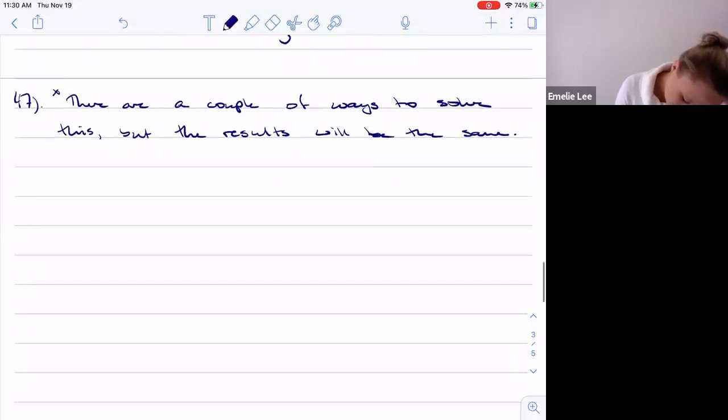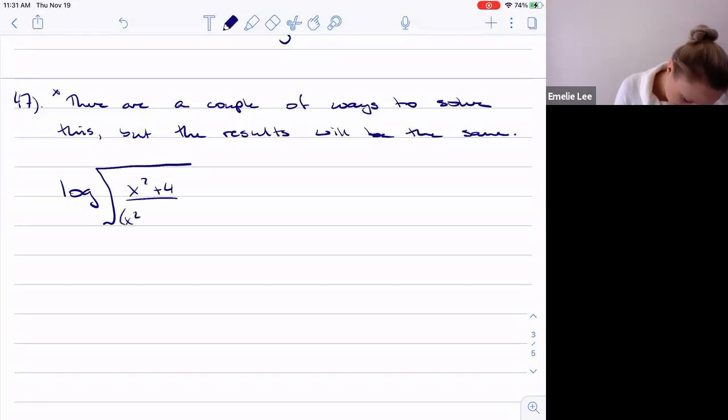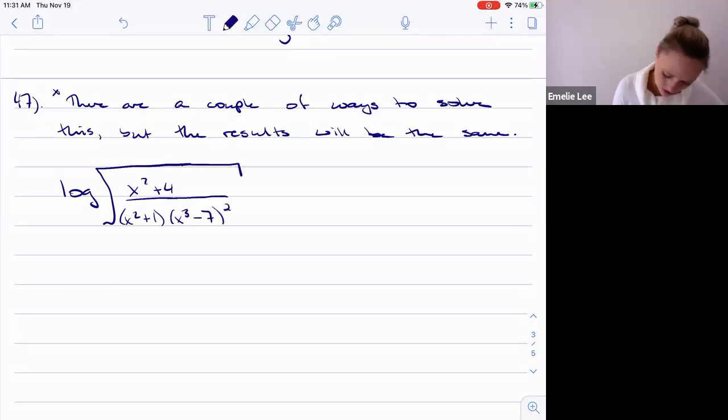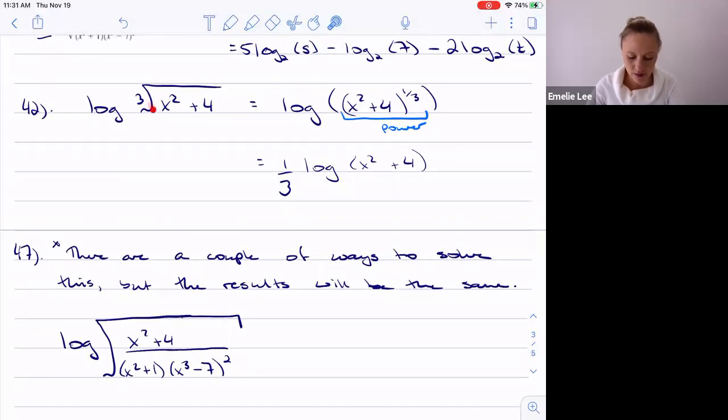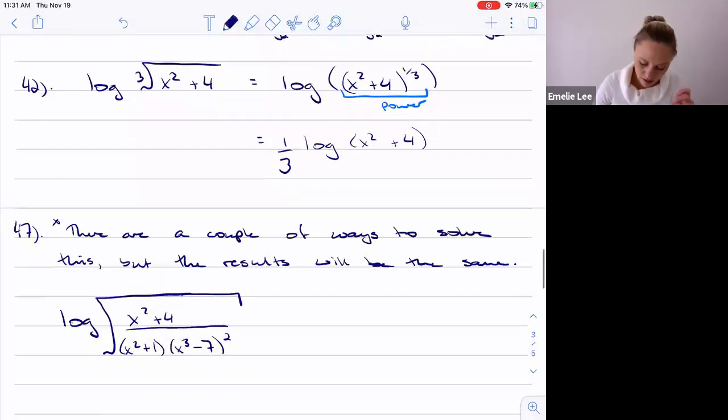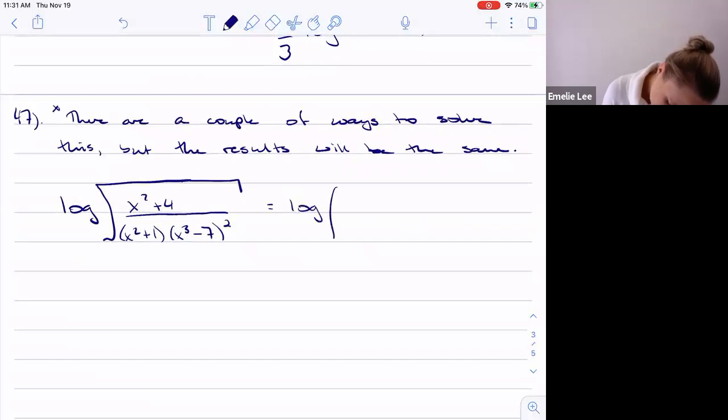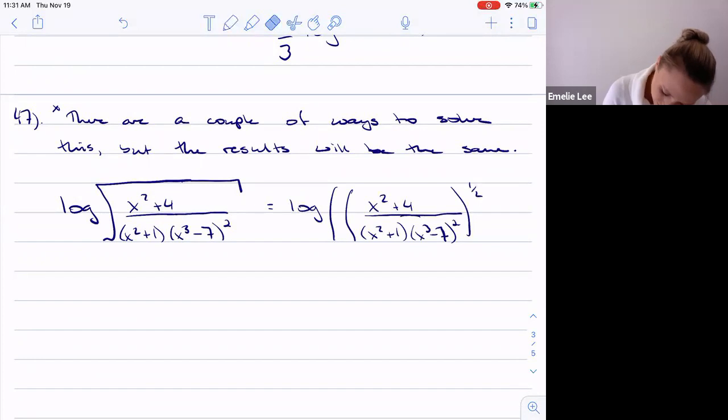Okay. So 47, I've got the common log of the square root of x squared plus 4 over the bracket x squared plus 1 times x to the 3 minus 7 squared, all under the square root. Same procedure as we did here. I'm going to rewrite everything under the square root as to the power of 1 over 2 in this case. So this becomes the log of x squared plus 4 over x squared plus 1 times x to the 3 minus 7 squared, all to the 1/2.